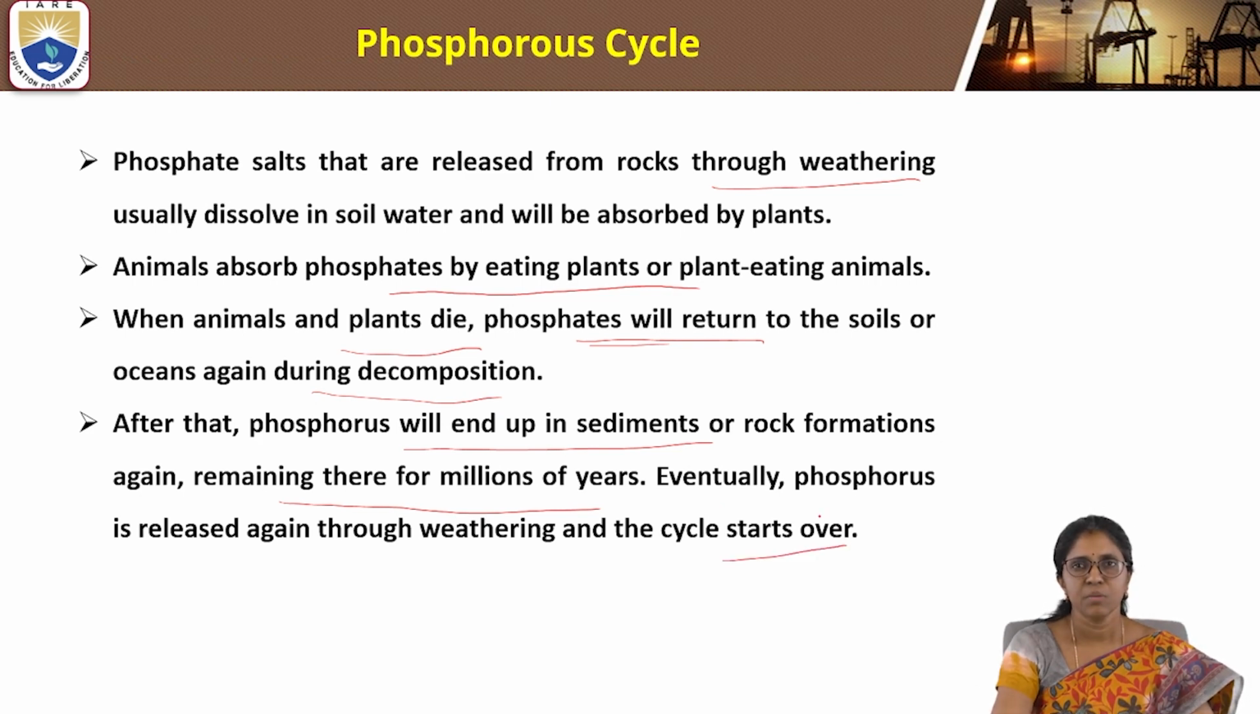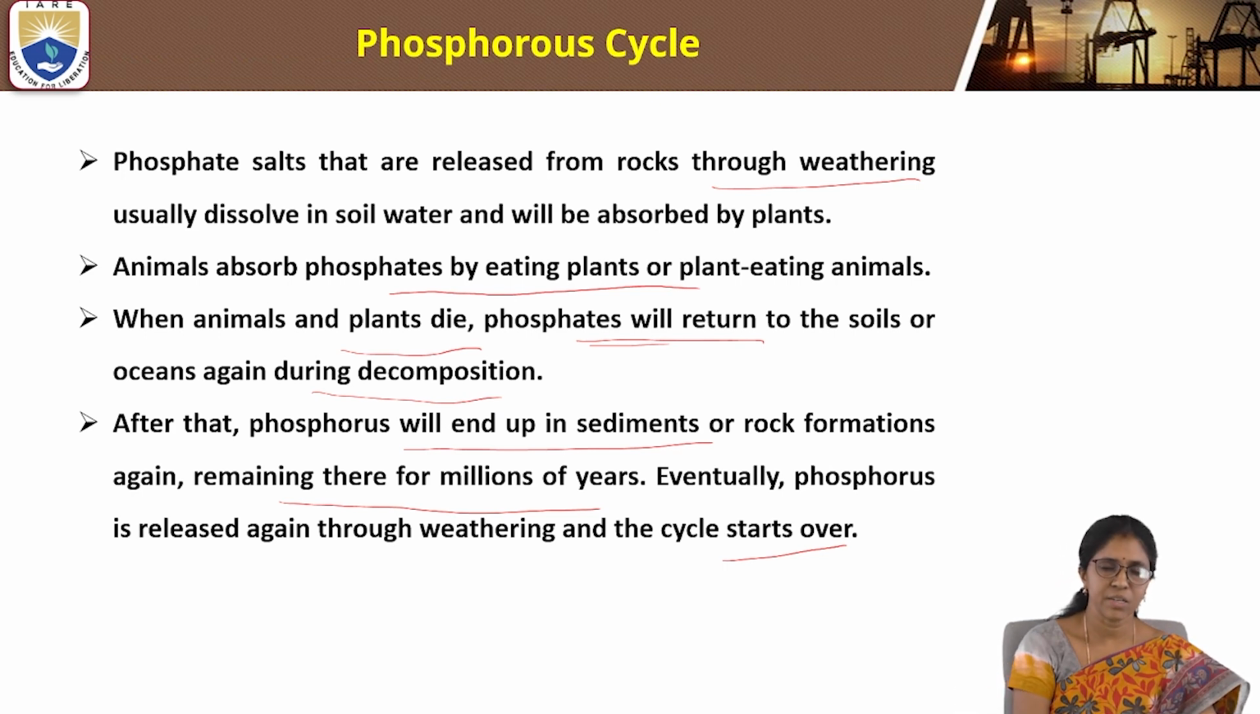After that, phosphorus will end up in sediments and rock formations again, remaining there for millions of years. Eventually phosphorus is released again through weathering and the cycle starts over. So this is about the phosphorus cycle.